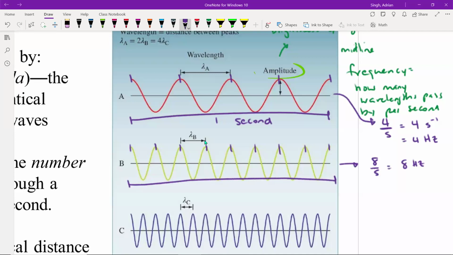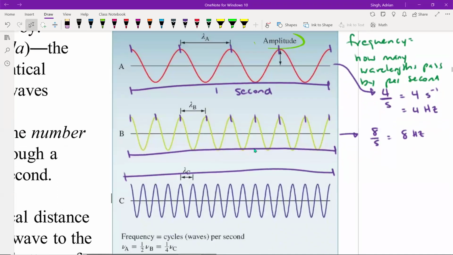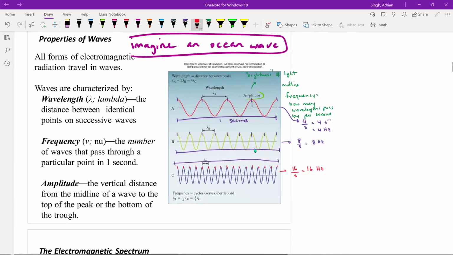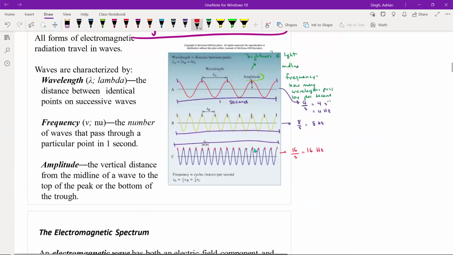And then for wave C, again, same distance or same time. And if I count the number of wavelengths, we'll use a different color this time. We'll see there's my first, so that's 1, 2, 3, 4, 5, 6, 7, 8, 9, 10, 11, 12, 13, 14, 15, 16. So for wave C, there's 16 wavelengths that pass by per second, so the frequency there is 16 hertz. Okay, so we can count these obviously in these fairly simple cases. A couple things to note about the relationship between the wavelengths and the frequency.